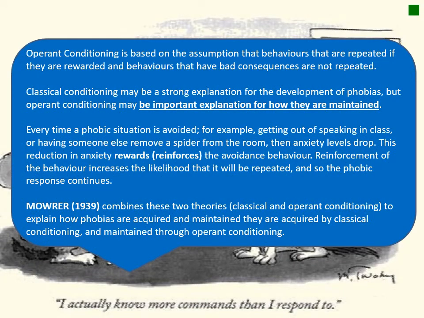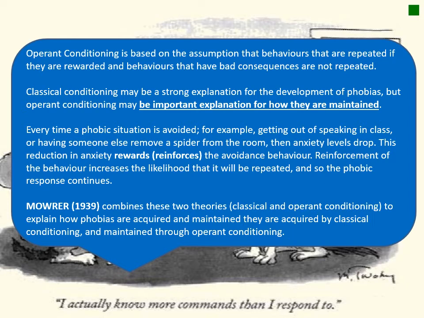Again, within the learning approach, operant conditioning is based on the assumption that if behaviours are repeated and rewarded, then you're more likely to repeat them again. Whereas if you repeat a behaviour that has a negative consequence, such as punishment, then you're not going to repeat those behaviours. Classical conditioning is seen as the main explanation of why we develop phobias. However, the two go hand in hand, and it's widely accepted that operant conditioning is the reason that these phobias are maintained, so the reason that you still have a phobia in 20 years' time.